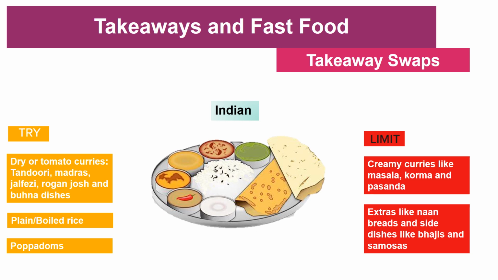When ordering an Indian takeaway, try to go for tomato-based curries or dry curries like a tandoori, madras, jalfrezi, rogan josh or bhuna-based dish, and opt for plain or boiled rice and papadums for side dishes. This is because the tomato-based sauces or the dry curries and rice that is boiled instead of fried will have less fat in it.